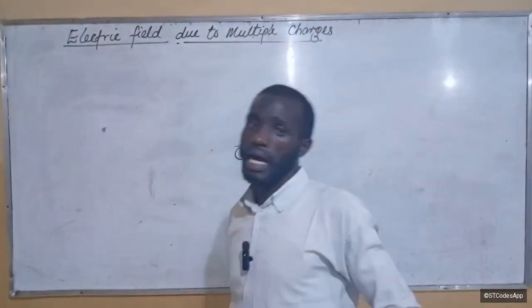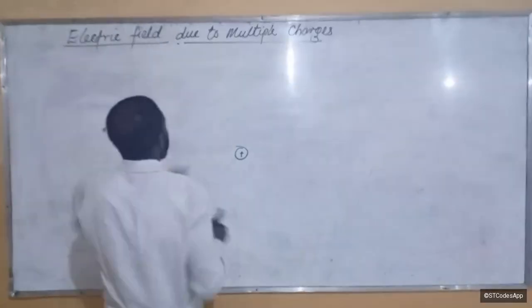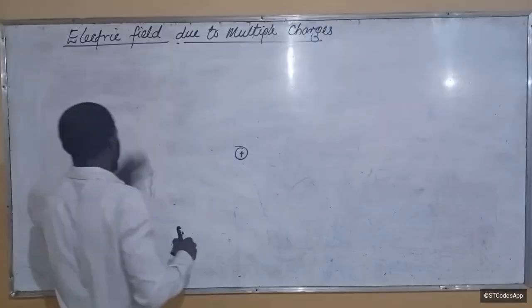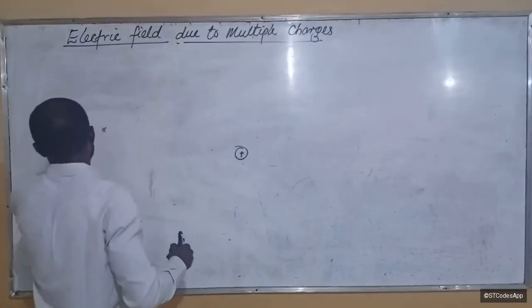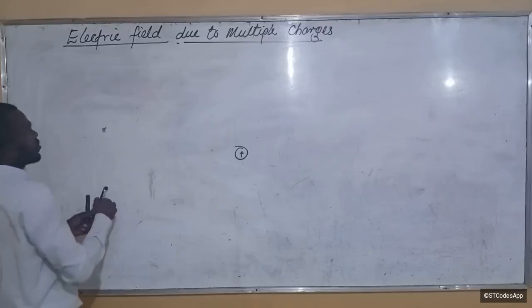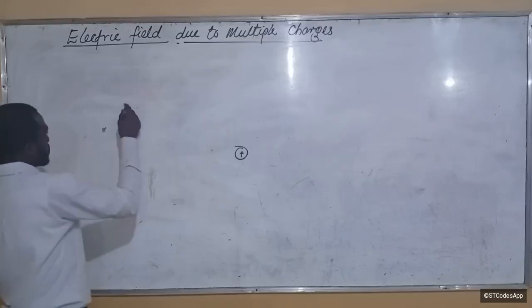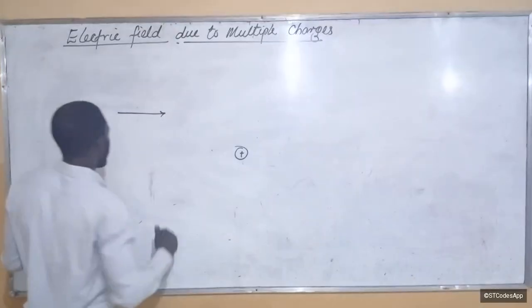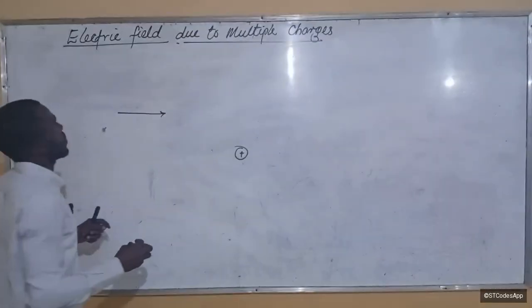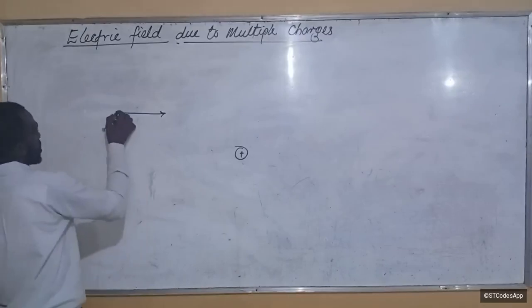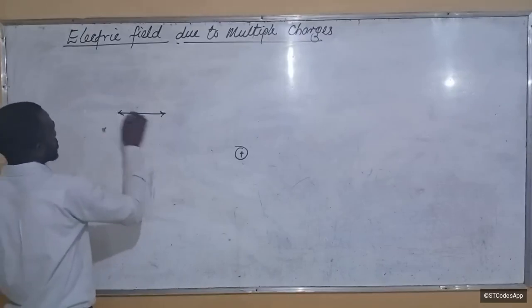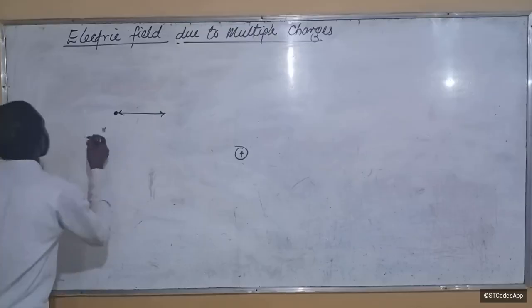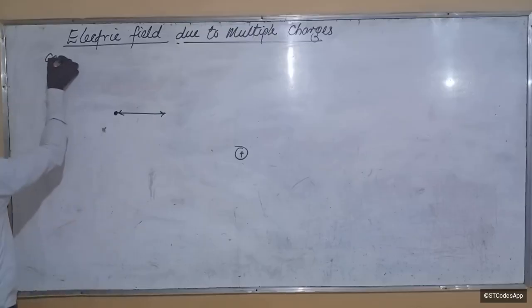So a question can now come in this form, saying that you should find the electric field due to multiple charges. When there are multiple charges in a particular location, so for example, let's say there's a charge acting along this x-axis. I'm going to use the simple ones first. So let's say there's a charge placed here. Let's say this is the point we want to consider, point P.